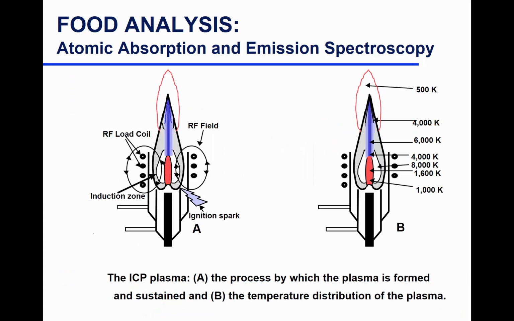This is just another image of the plasma and the different temperatures within that plasma. That's not very important, but what you want to know is there's your argon gas, there is the copper coil that gets radio frequency, and that heats up or produces the plasma by exciting the electrons or providing energy to the electrons in the argon gas.